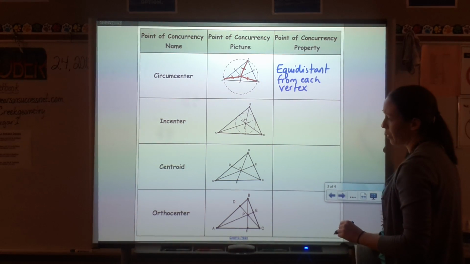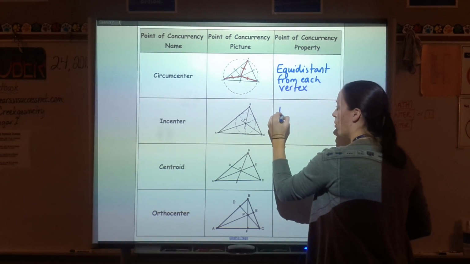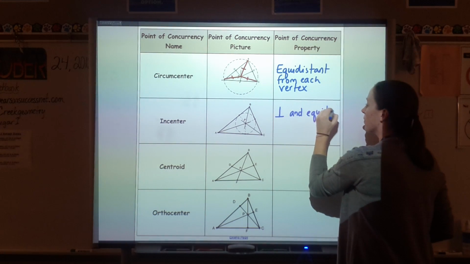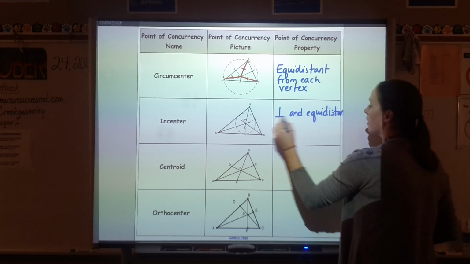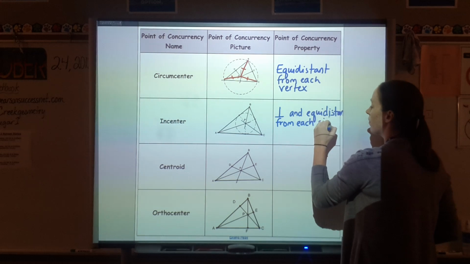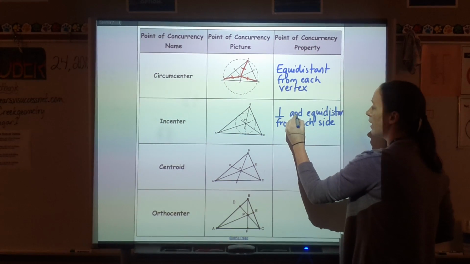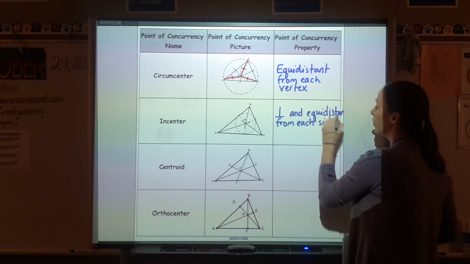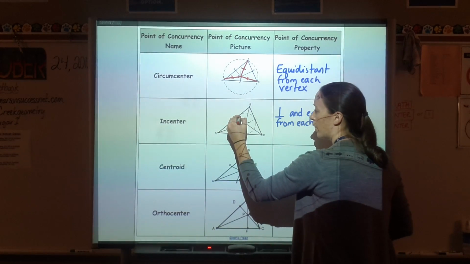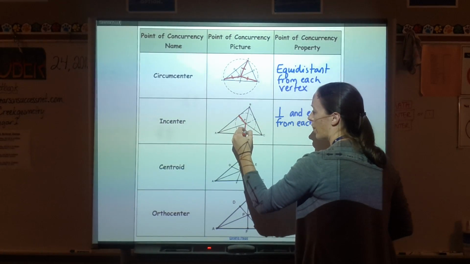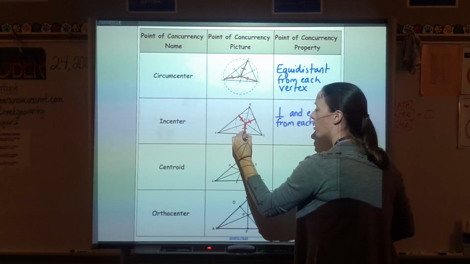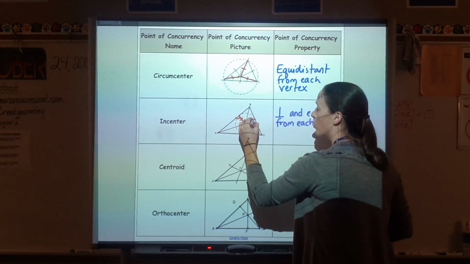What do we know to be true about your incenter? We know that it is perpendicular and equidistant from each side. It is perpendicular and equidistant from each side. So again, what might that look like in your diagram? The dotted segments or dashed segments are not only congruent in length, but are also perpendicular to the side it intersects.